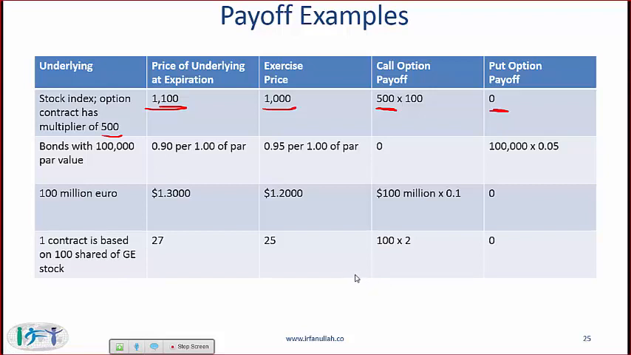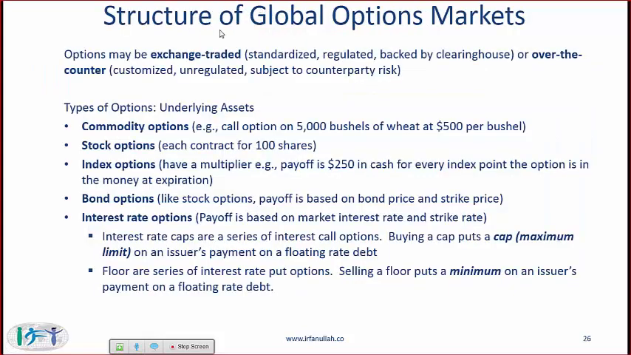Just note that with options, you can have several different kinds of underlying. Structure of global options markets. Options may be exchange traded, which means that they are standardized, regulated, backed by a clearinghouse, or they might be over the counter, which means that they are customized, unregulated, and subject to counterparty risk. When they are exchange traded, then they are not subject to counterparty risk.